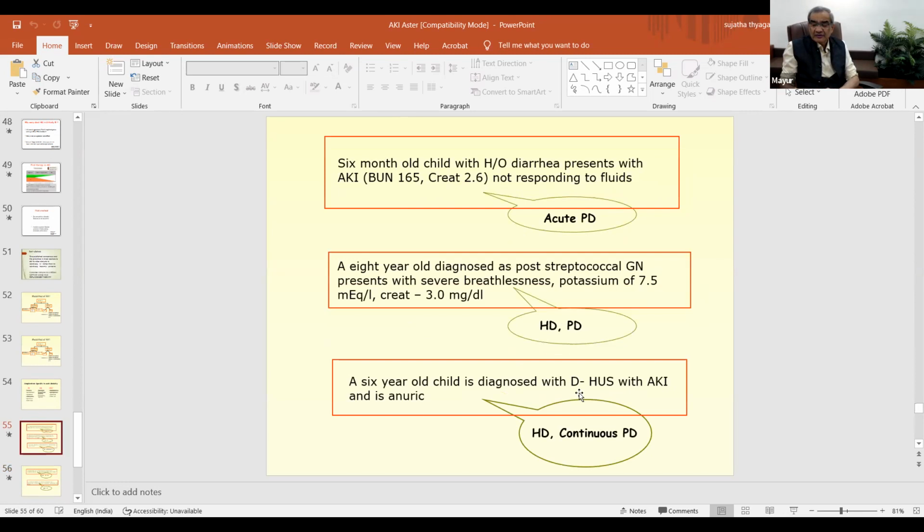The last example, of AKI in D minus HUS, I mentioned continuous PD, and there are a lot of studies now saying that if you do a tidal PD, that means you leave a residual amount of fluid in the peritoneum, and on top of that you put in some more fluid and carry out the cycle. So there is a residual volume, a sitting volume, in the peritoneal cavity. That's called tidal PD. There have been some good reports of using tidal PD as good as hemodialysis.